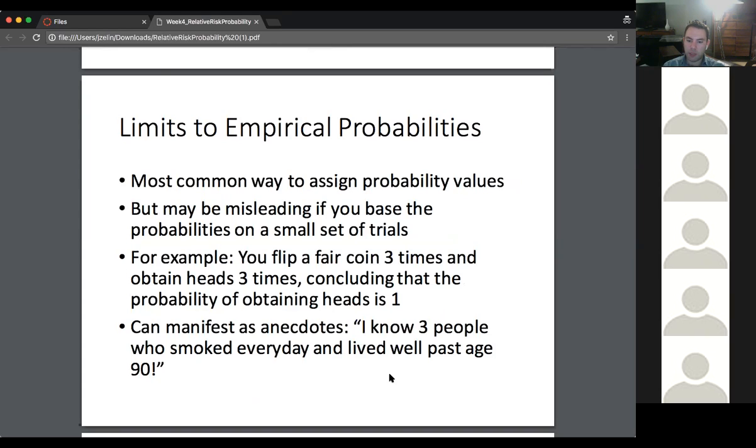So this is an important concept, not just for probability, but also for study design. And when you're looking at studies, you should always consider what their sample size is, and do they have enough power in their study for them to justify their results.